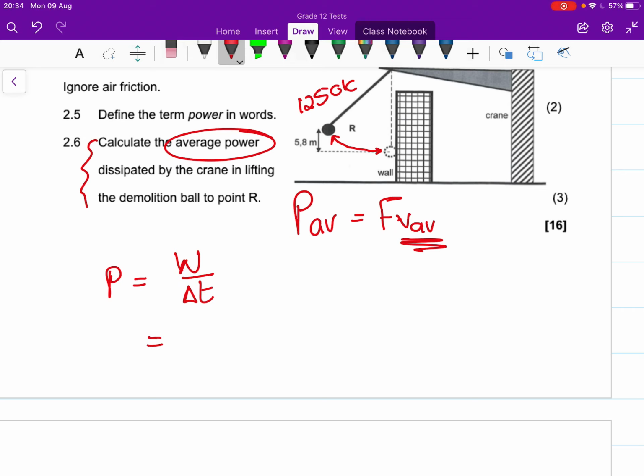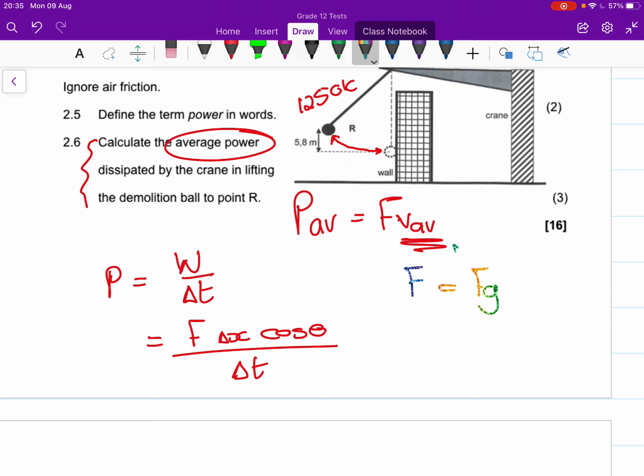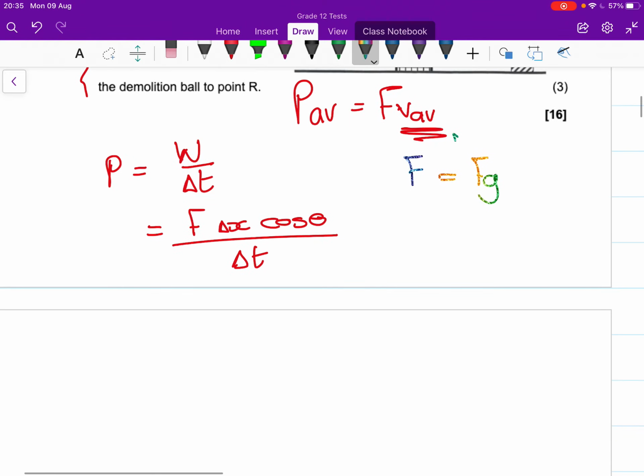So this actually has to be Fg delta x cos theta over delta t. Now possibly putting Fg there is not a good idea. What we had to recognize was that the force we have to apply must be equal to Fg. Some of you got a negative answer for power. Power cannot be negative. Power is a scalar. Alright? Power is a scalar. The force that's being applied is pulling it upwards. So that's why we're going to use Fg.